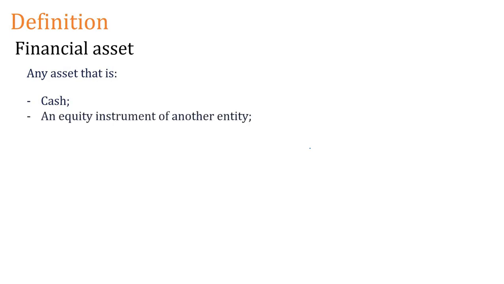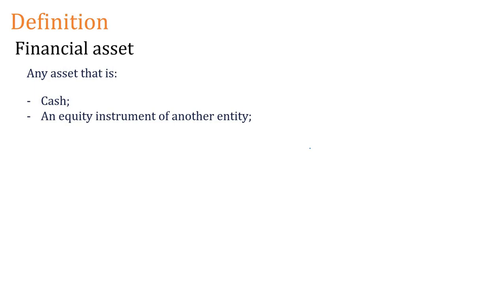Or an equity instrument of another entity. Clear? Equity instrument of another entity. Say, for example, if I purchase shares of Hemas Group, that is a financial asset for me. Why? I have purchased equity instruments of the other organization. They are equity. I am taking their shares. So it will be a financial asset for me, right?